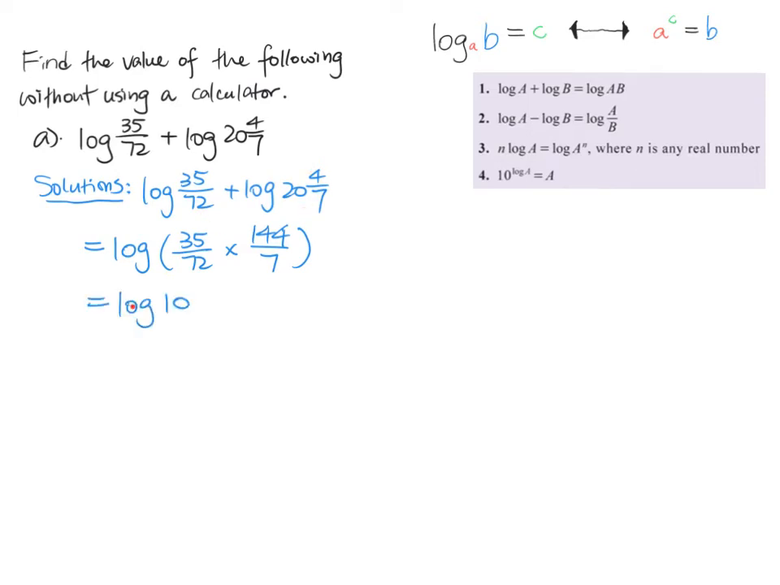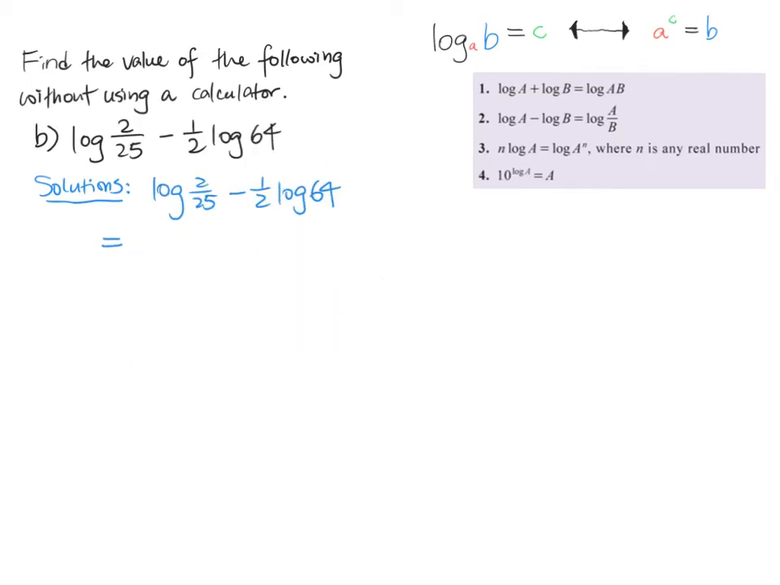And now when we have log 10, that's back to basics. What does that mean? It is the power that takes us from 10 to this number, right? So what this is saying is, 10 to what power equals this number? And of course the answer would be 1. Now we just used this law: log A plus log B equals log AB.